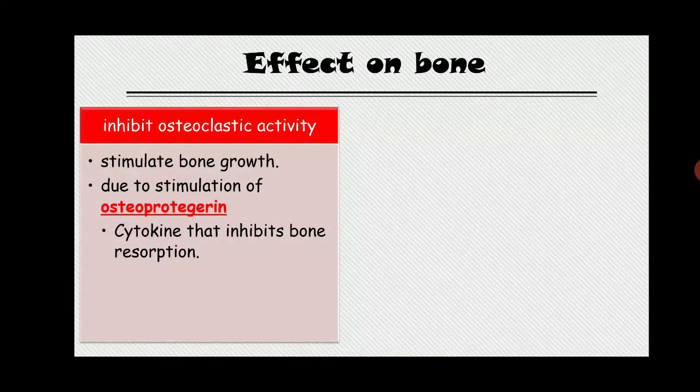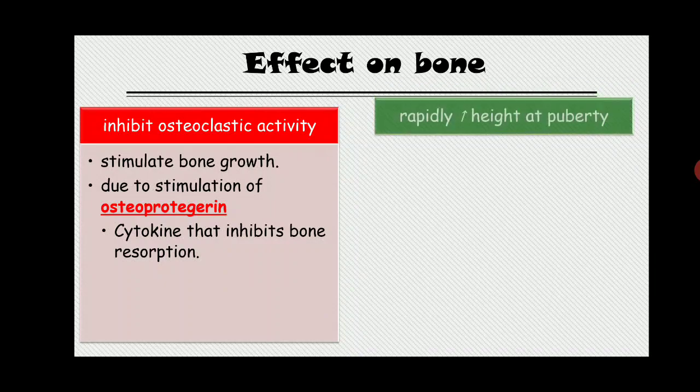stimulation of osteoprotegerin. Now if you go through my lecture on calcium metabolism, then you might already know what osteoprotegerin is. Osteoprotegerin is nothing but a ligand that binds with the precursor of the osteoclast and prevents the conversion of the monocyte into the osteoclast. If you do not know what osteoprotegerin is, go through my calcium metabolism lecture. So basically by stimulating osteoprotegerin, it inhibits bone resorption by decreasing the formation of osteoclasts.